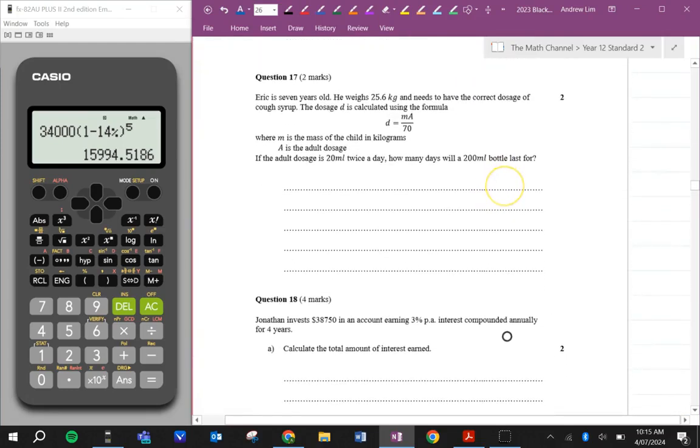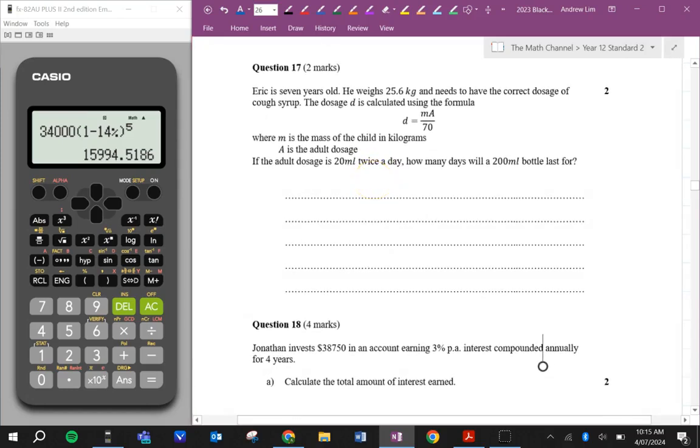Question 17. Eric is 7 years old. He weighs 25.6 kilos and needs to have the correct dosage of cough syrup. The dosage D is calculated using the formula below, where M is the mass of the child in kilograms and A is the adult dosage. If the adult dosage is 20 mils twice a day, how many days will a 200 milliliter bottle last for?